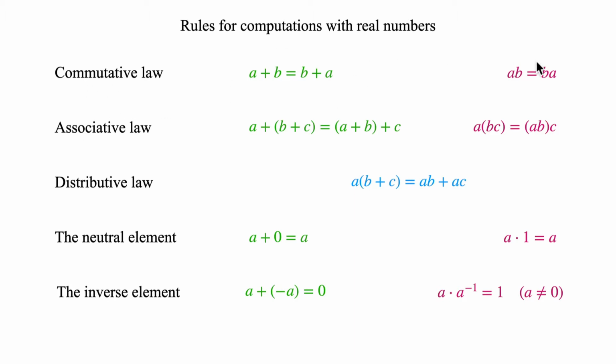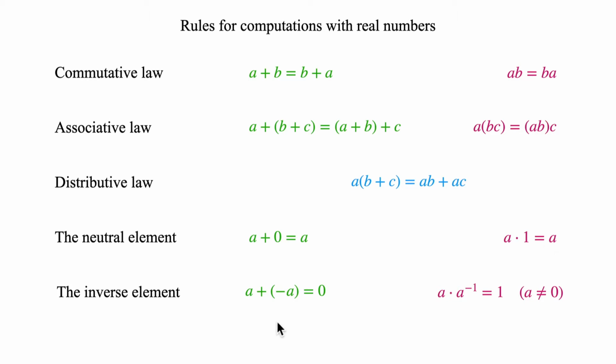for both addition and multiplication, the associative law, distributive law, the neutral element for addition and for multiplication. So the neutral element means that if you add a 0 to any number, you just get back the same number, and if you multiply any number by 1, you just get the same number unchanged as the result.